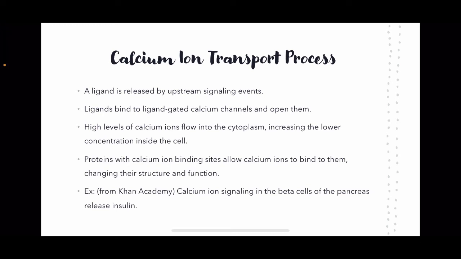Proteins with calcium ion binding sites then allow calcium ions to bind to them, which changes their structure and function. And an example of calcium ion signaling is in the beta cells of the pancreas to release insulin.